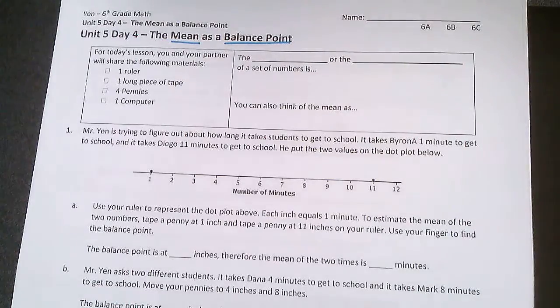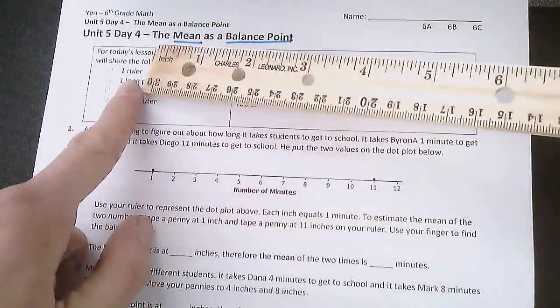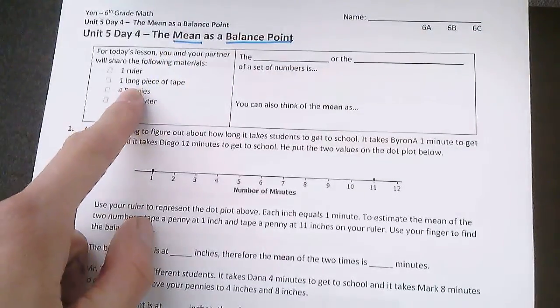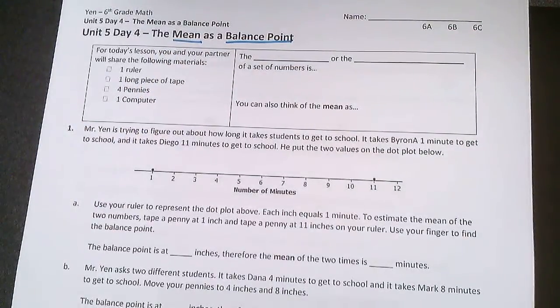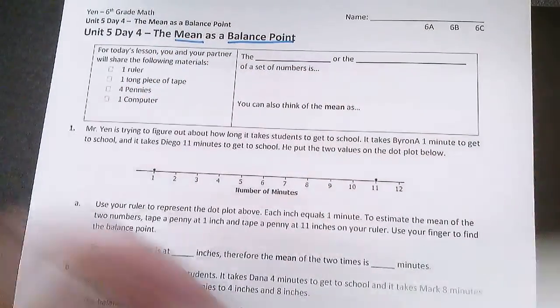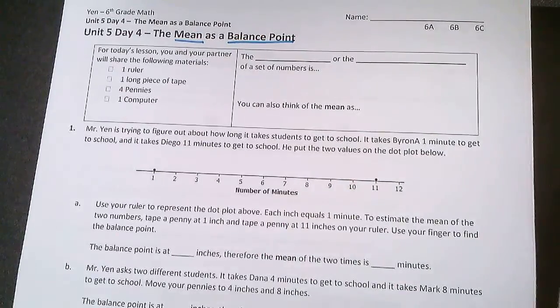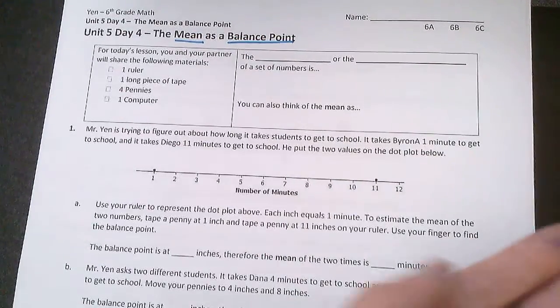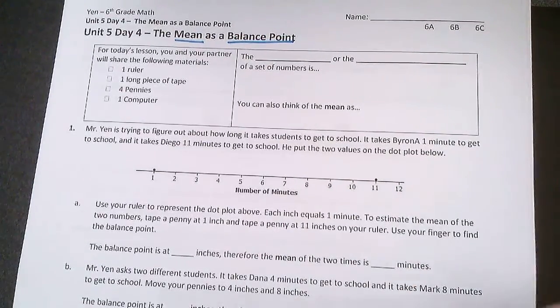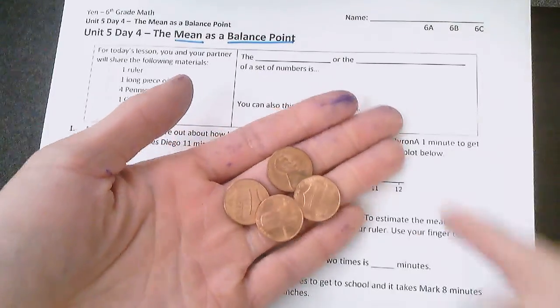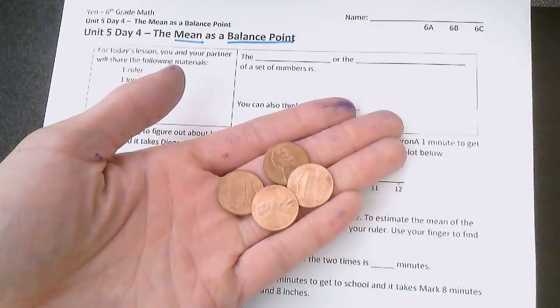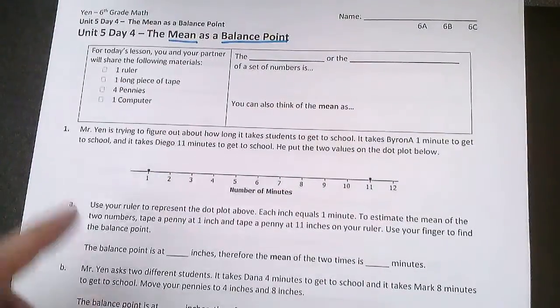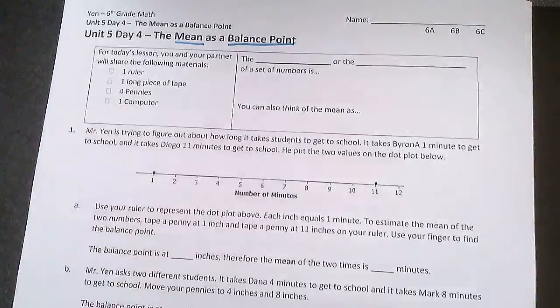Before we get started, double check that you have the necessary materials for today's lesson. You should have a ruler. You should have a long piece of tape, like this, and you should have 4 pennies. And obviously, if you're watching this, you have your computer.